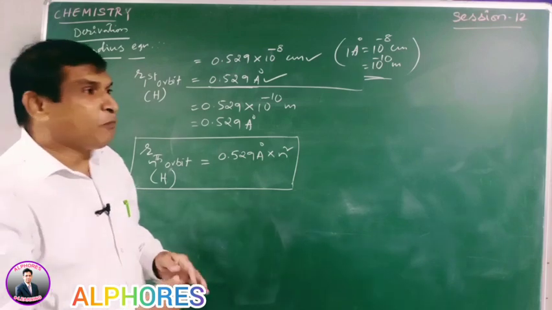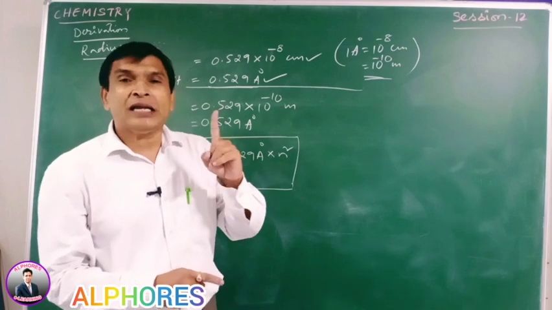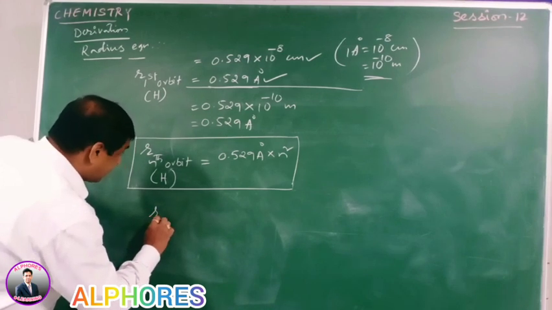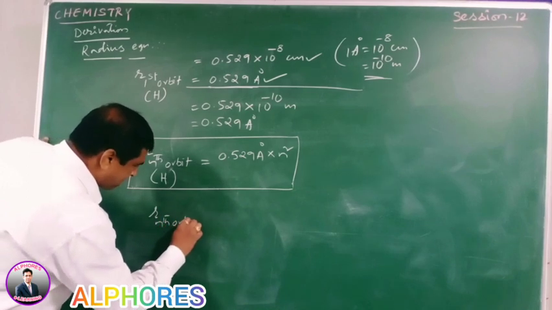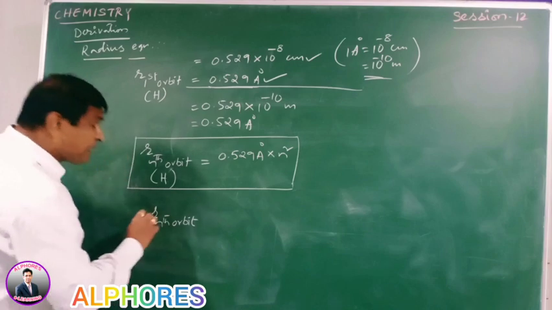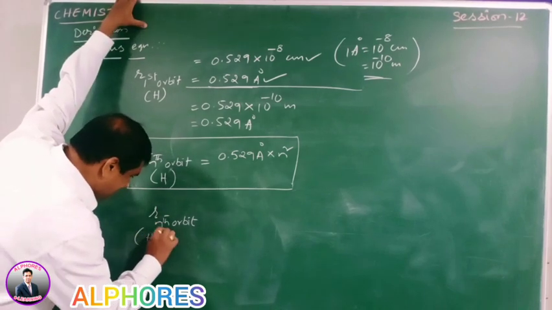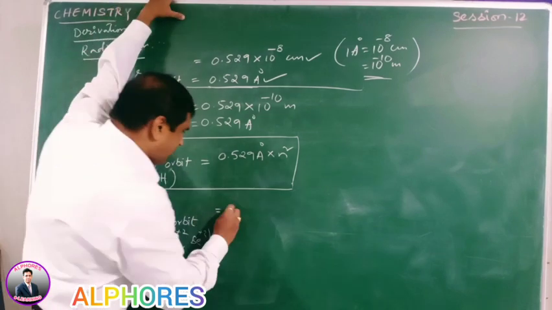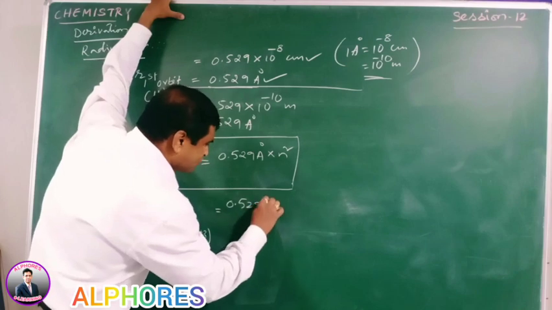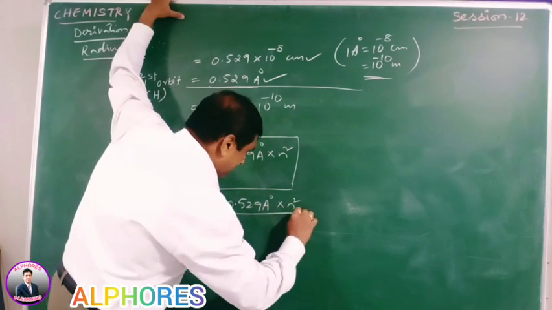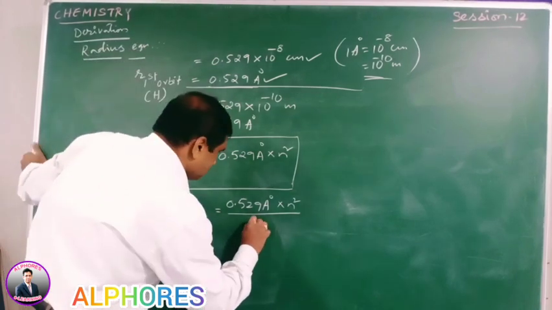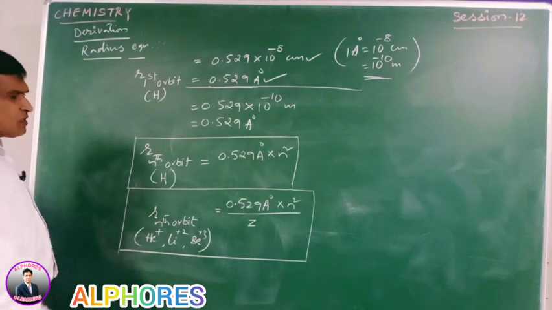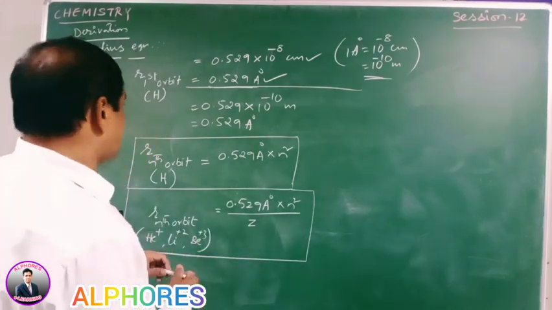As we know, Bohr theory is strictly applicable to species containing one electron. For the radius of the nth orbit of species containing one electron, that is helium plus, lithium 2 plus, beryllium 3 plus, it is equal to 0.529 angstroms into n square by Z, where Z is the atomic number of that species.